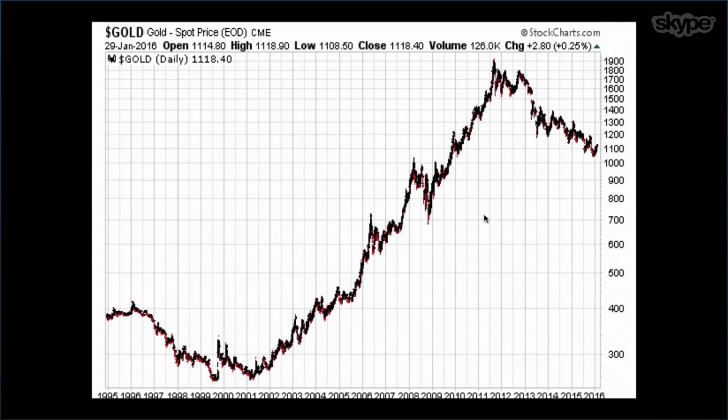So now we get to the price of gold, and the question, has gold bottomed yet? So here is the entire bull market from the year 2000 all the way to the peak in 2011, and the 4-year cyclical bear market that we have had within this secular bull.